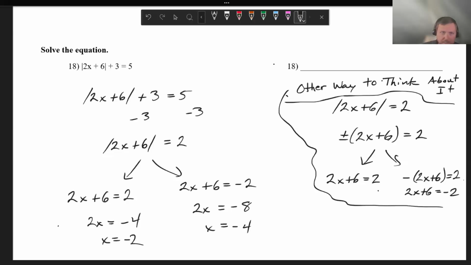And let's see. So 2 times -2 is -4. -4 plus 6 is 2, and the absolute value of 2 is 2, plus 3 is 5. And then 2 times -4 is -8. Plus 6 is -2. Absolute value of -2 is +2. Plus 3 gives me 5. So both of those work.